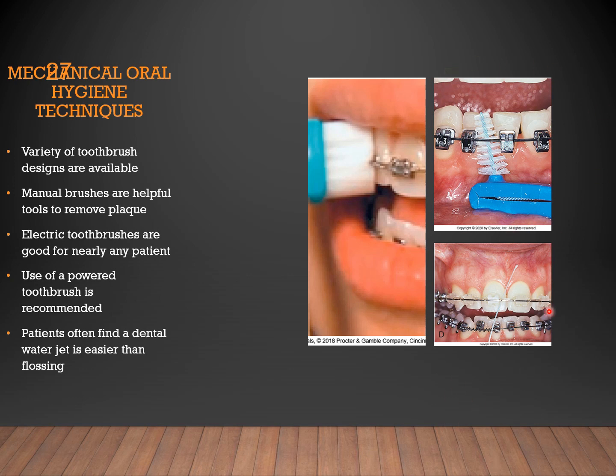Using our floss threaders, as you see down here, really makes a difference on a daily basis. But that's kind of hard to do for a lot of patients and flossing on a regular basis. So using a water flosser, power toothbrush and water flosser are ideal for using for your orthodontic patients and getting their oral hygiene.